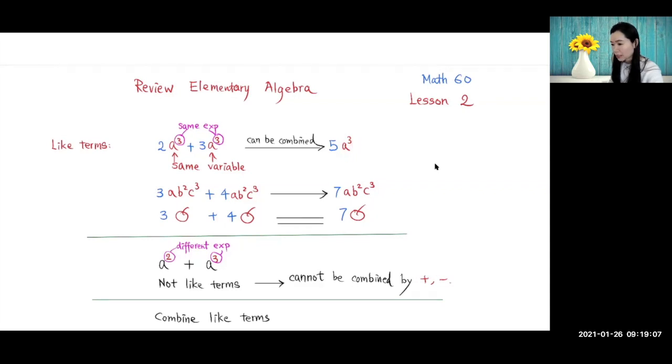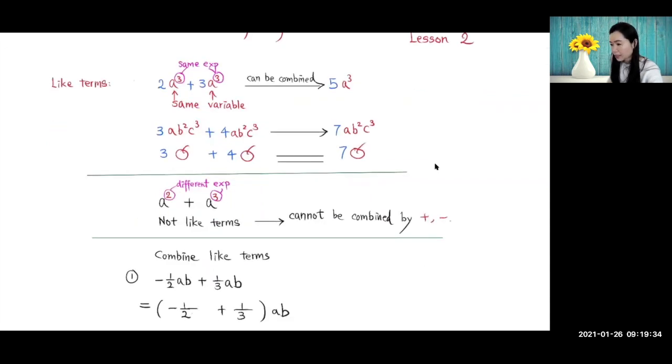Think about apple plus apple. You still get apple, right? You don't get something else. Similarly, these two are like terms. They have the same variable and the same exponent on each corresponding variable. So when you combine them, you combine the coefficients. 3 plus 4 is 7, so 7ab squared cq.